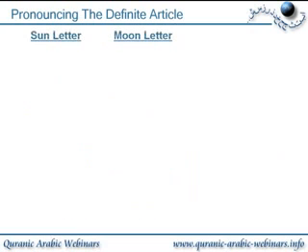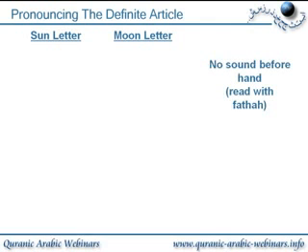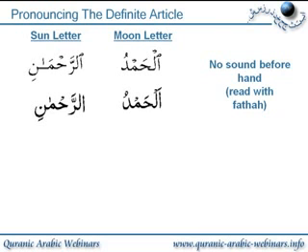Okay, so actually pronouncing the definite article, I've already gone over this, but we're going to do this in detail just to reiterate it. So if you have no sound before the definite article, let's take both the moon and sun letters. Again, the top examples are Uthmani script, the bottom ones are Majidi.